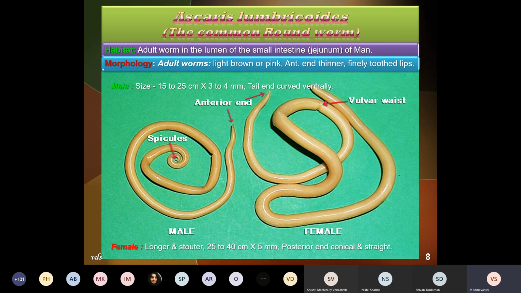there is a notch-like structure which is called the vulvar waist, where the vulva is present, or the vagina of the female opens. Now, the male parasite, with the help of the spicules, attaches to this vulvar waist during copulation. Okay, so this vulvar waist is meant for copulation of the female with the male parasite, and the spicules are important for attachment of the male parasite to the female worm at the vulvar waist.